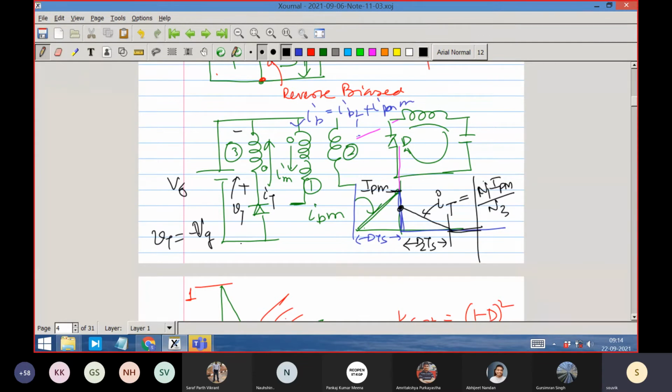So what is the slope? The slope will be how much? Minus Vg by Lt. That is the inductance of the tertiary coil. That is the slope, right?